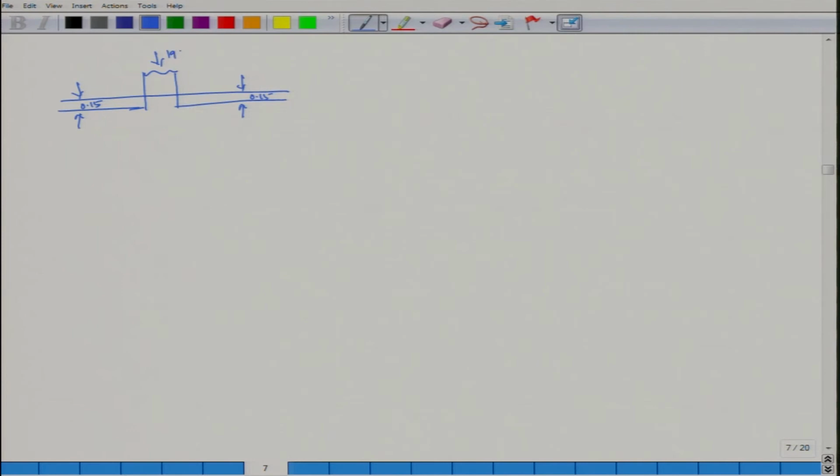This is what we have: floor slab 0.15, and footing size is 3.25 by 3.25 meter, and this is your 0.6 meter. So this is your interior column.